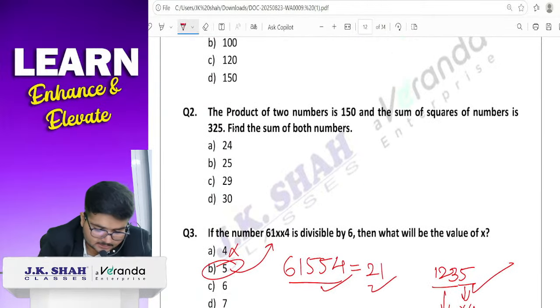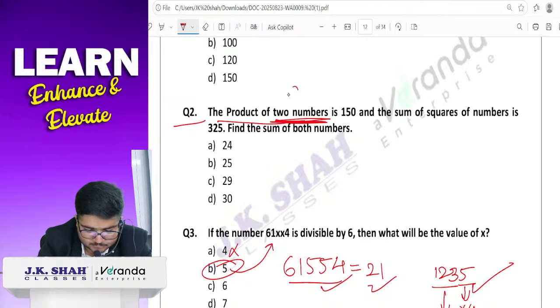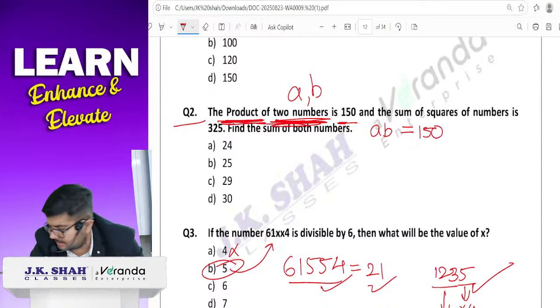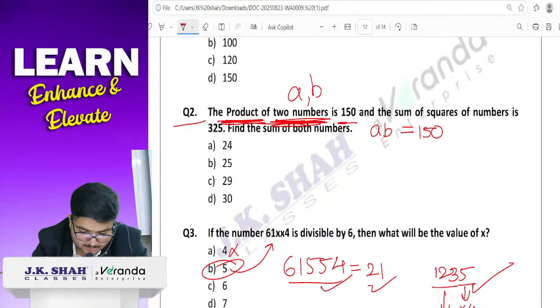Next, question number 2. Product of two numbers. Let us see. There are two numbers, A and B, right? Now you have been given the product. What is the meaning of product? Product means AB, multiplication. A into B is AB. Product of two numbers is 150. Therefore you have been given the value of AB, that is the multiplication of two numbers.